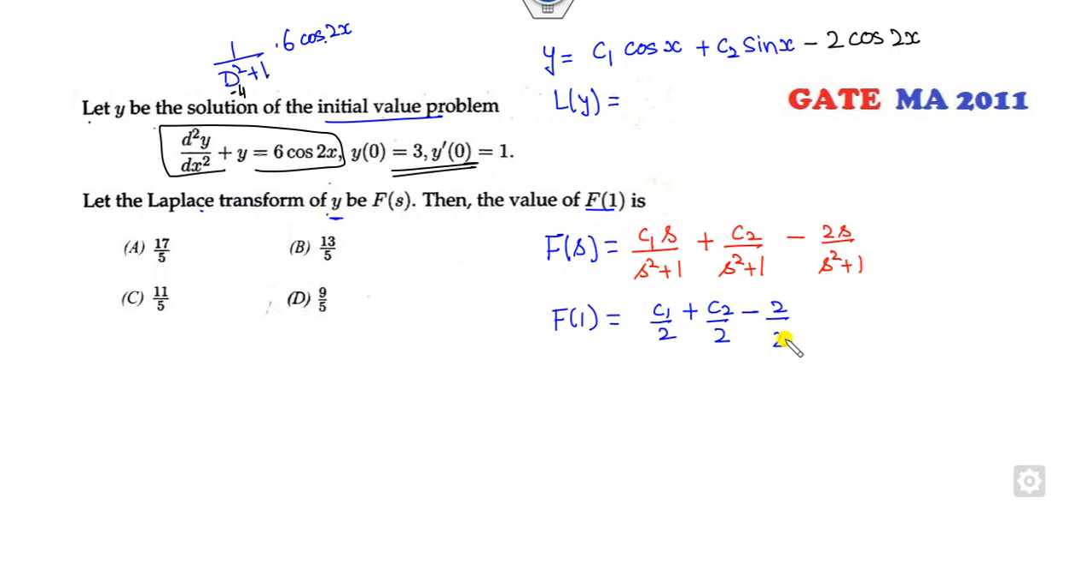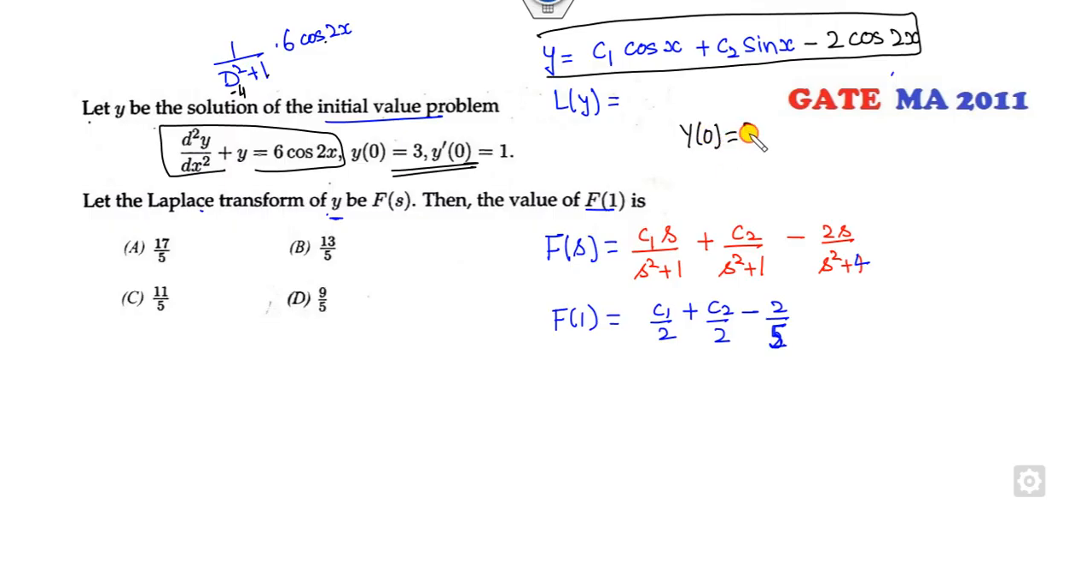Fine? No, sorry. C1 of s square plus 4. So it's a 2 over 5. Now your required target is to find the C1 and C2. Now your solution will be here. Fine. Now what is the y of 0? It is 3. So what is the y0? This value will be 0. This value will be 1. This value will be my 2. This is my 3. So C1 will be my 5.